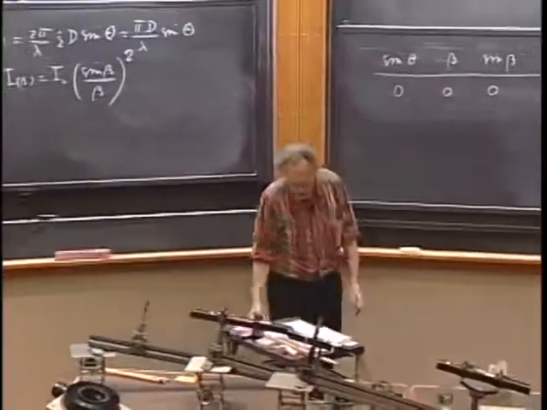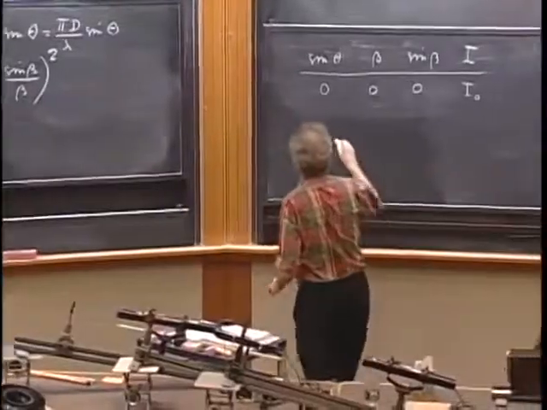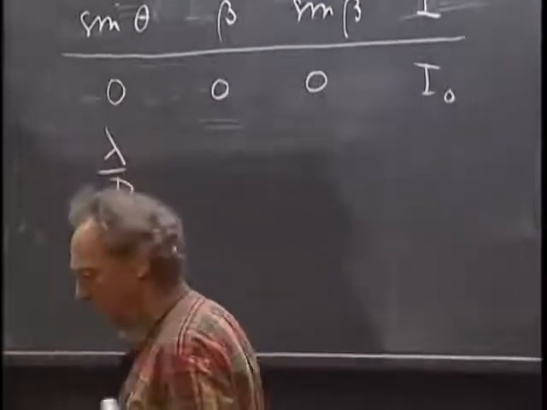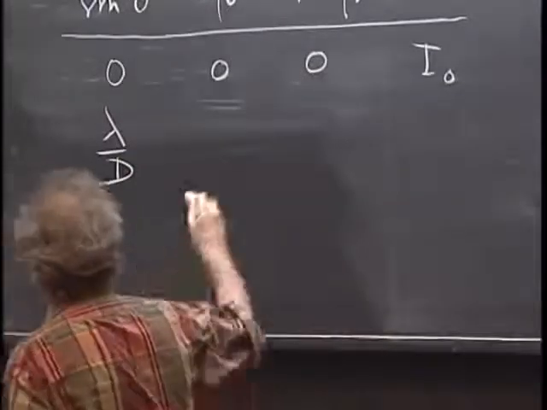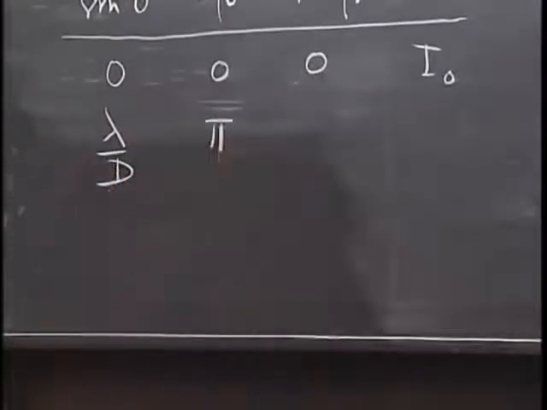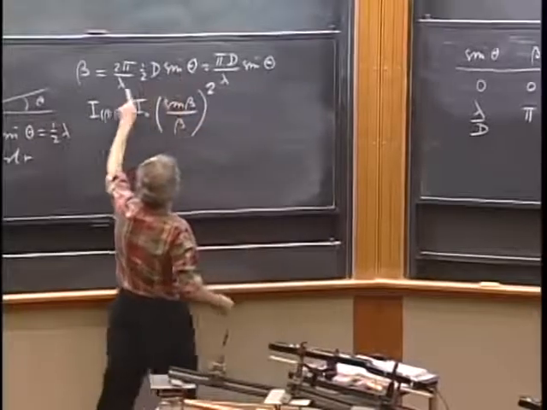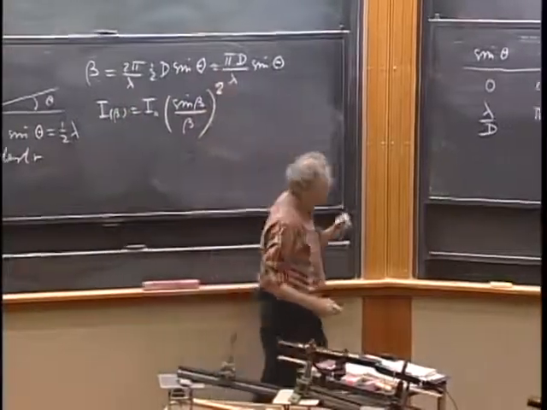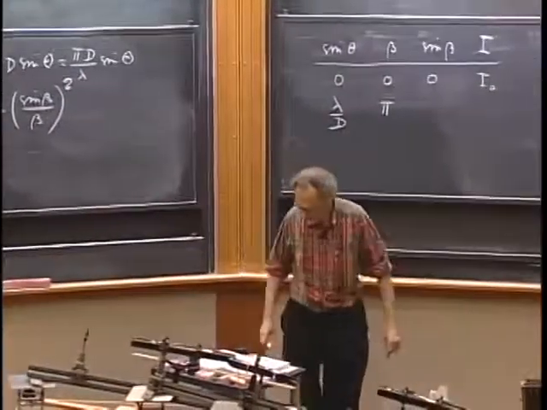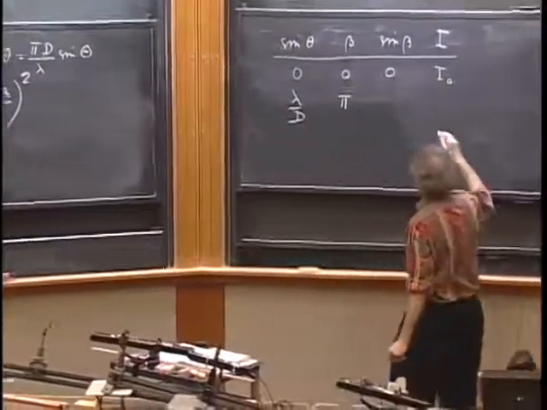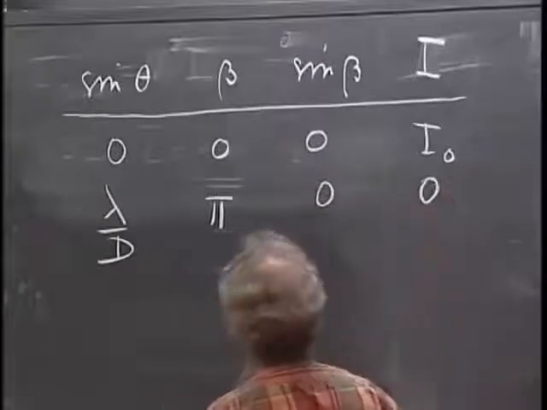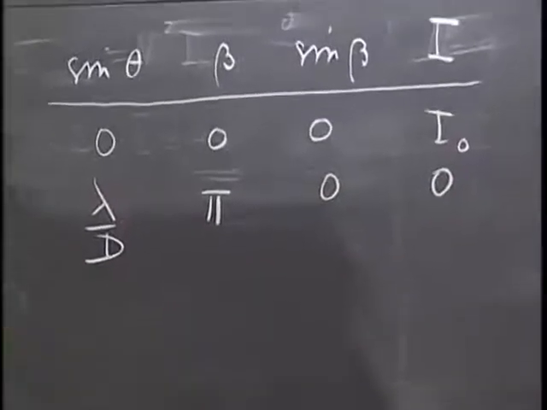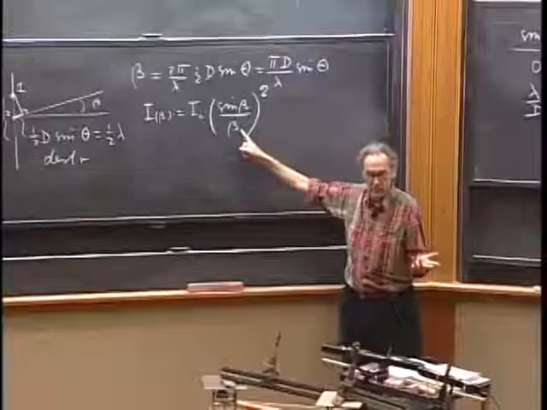So now let's take sine theta is lambda divided by d. So now beta is pi. I mean, put in here, sine theta is lambda divided by d. Here it is. So you see that beta is pi. So the sine of beta is now 0, and therefore the intensity is 0. Because the upstairs is 0, but the downstairs is not 0.